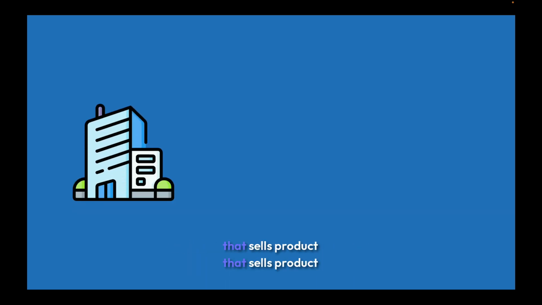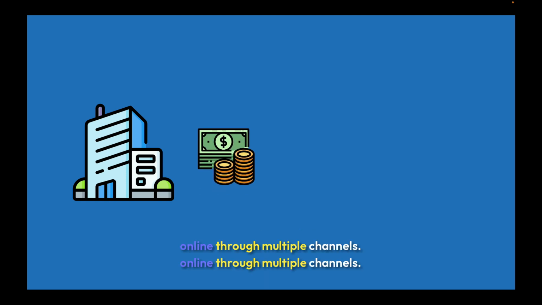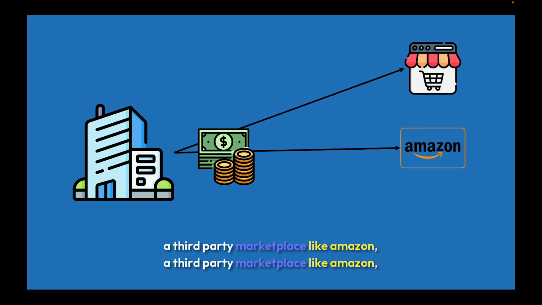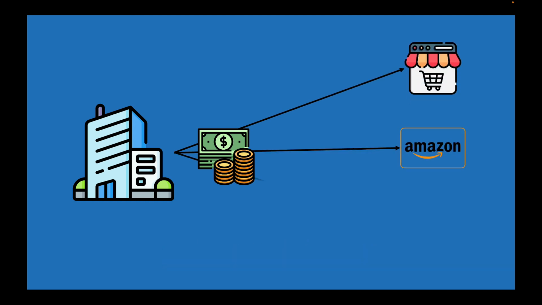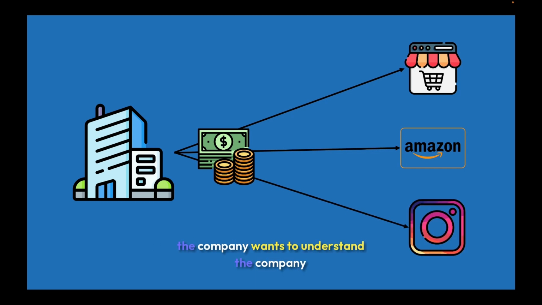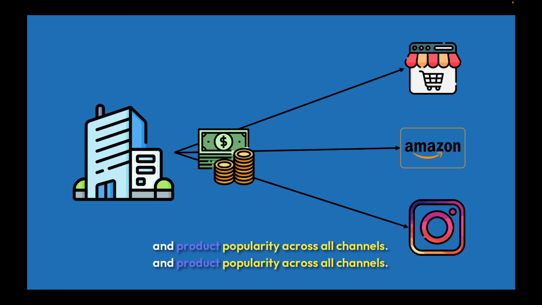So, let's imagine this scenario. You are a data scientist working for an e-commerce company that sells products online through multiple channels: its own website, a third-party marketplace like Amazon, and social media platforms like Instagram. The company wants to understand its overall sales performance, customers' demographics, and product popularity across all channels.